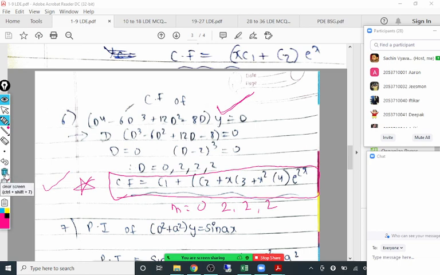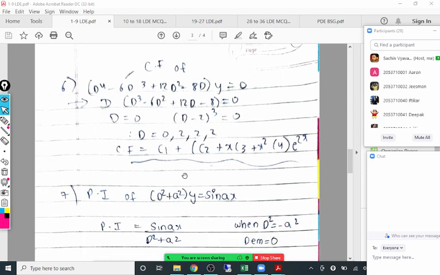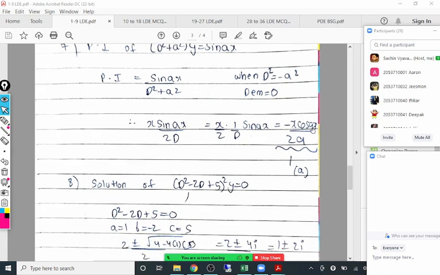Sometimes you can think a little smarter and go the reverse way, but the main path is the full method, and whenever there is a subjective paper, this is the only way you can go. For multiple choice questions, sometimes you can use tricks and shortcuts. Question 7. D square plus a square of y equal to, we want the PI for this, and the denominator comes to 0, and that's the answer: minus x cos x upon 2a. That is correct again.